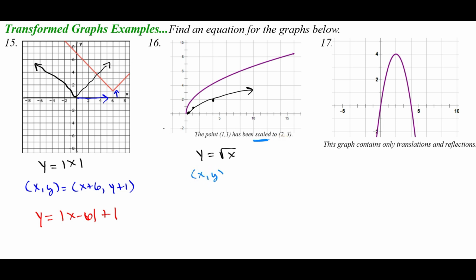So what we can think about is to get from 1 to 2, we multiplied by 2. So my x-coordinate was multiplied by 2, and to get from 1 to 3, we multiplied by 3. So my y-coordinate was multiplied by 3. And then again, I can go to my equation, which is going to be y equals square root. Under the square root is my horizontal change, and that is the reciprocal. So this is going to be 1/2 of x. And then my vertical change is outside the square root, so we're just going to put the 3 in front.